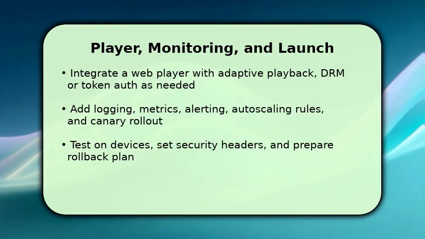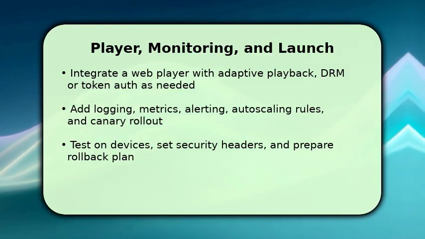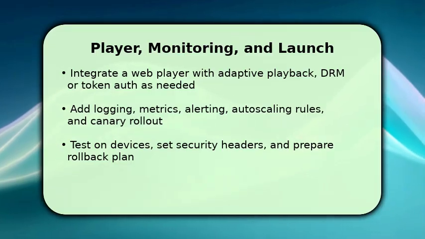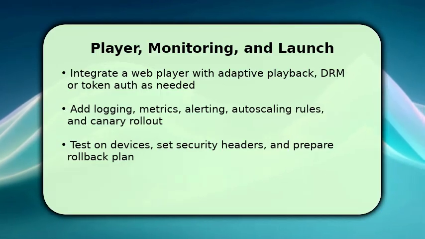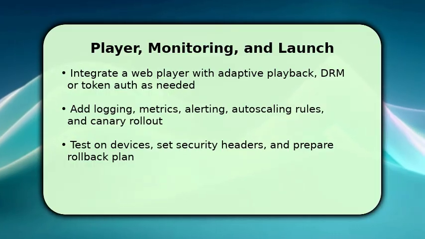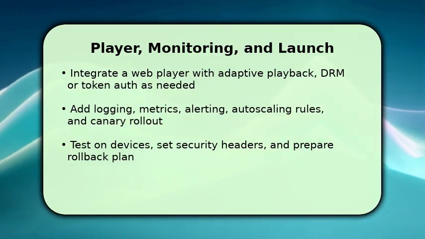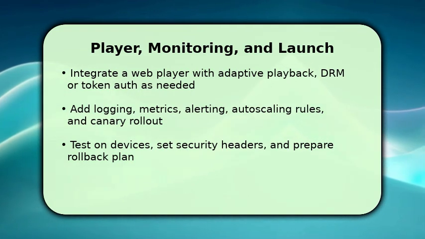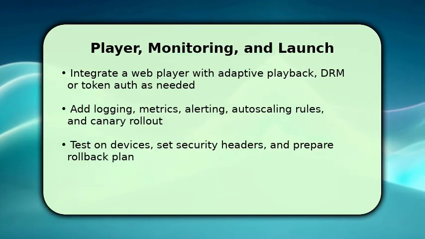Next, add observability: request logs, playback metrics, synthetic checks, and alerts tied to auto-scaling policies so instances grow with load. Then conduct cross-device testing, run a canary rollout, and validate security headers and CORS. If issues appear, roll back via your CI pipeline. If buffering persists, reduce segment size or add CDN cache rules.